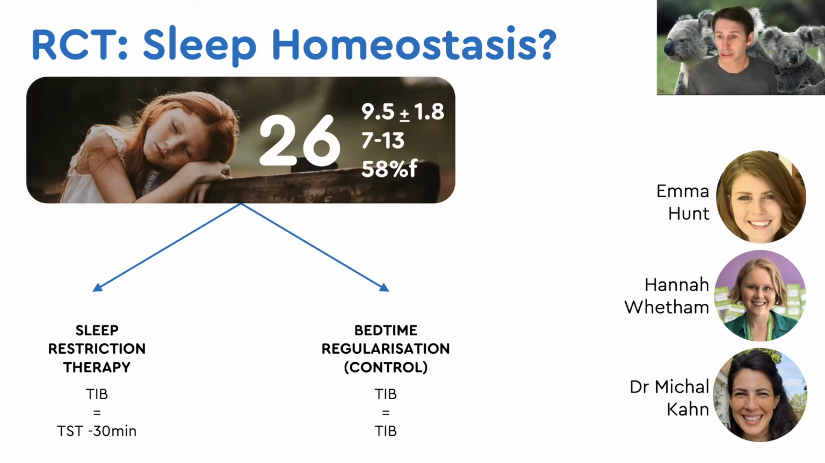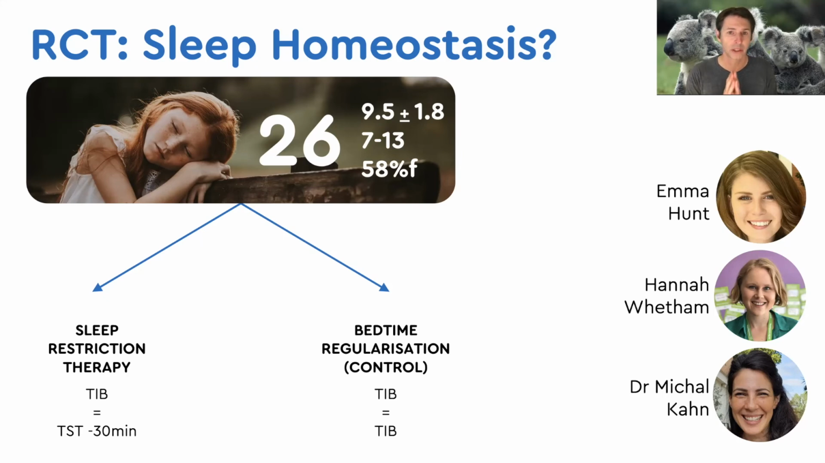And this work was led by Emma Hunt, Hannah Wetham, and Meeks, aka Mikhail Khan. I still can't say her name, Mikhail, it just hurts. And so in this particular trial, we had 26 children, again, of a fairly similar age range as well.